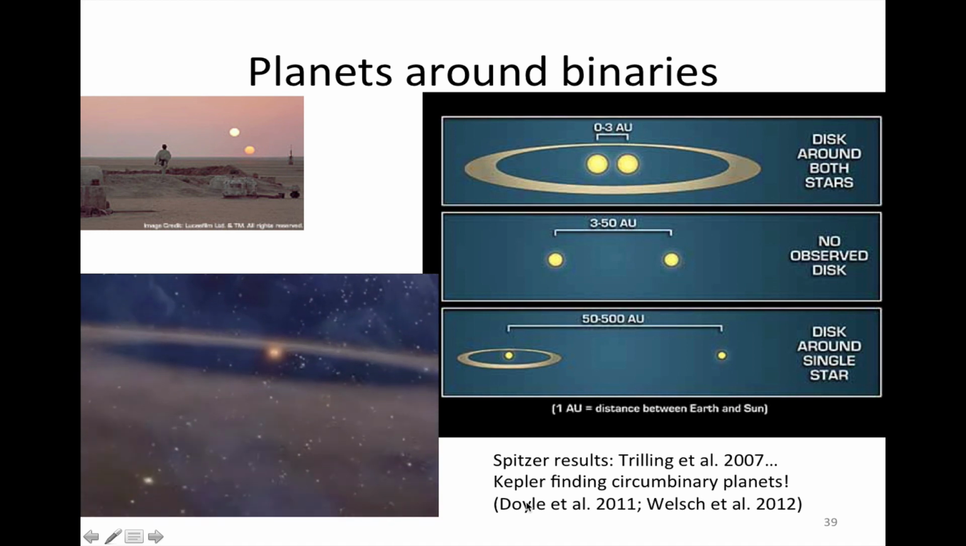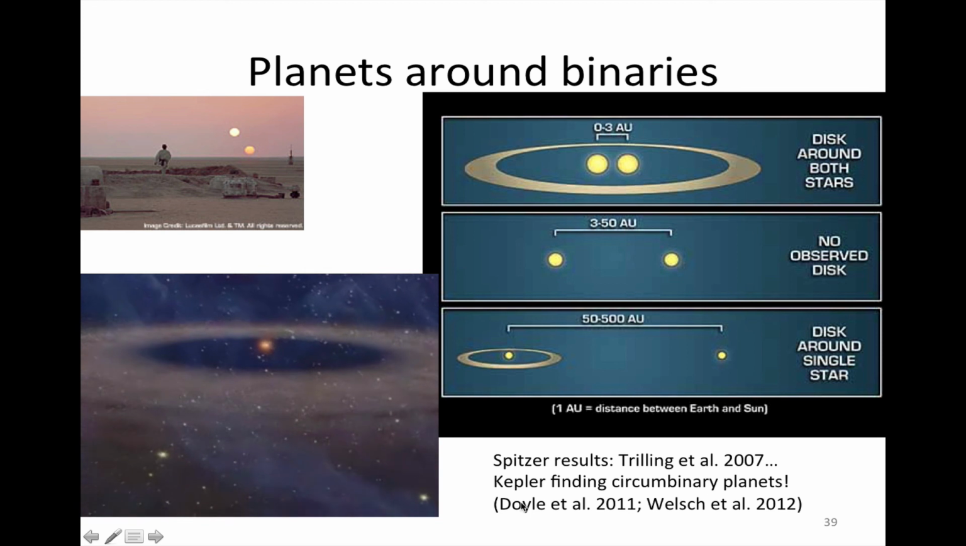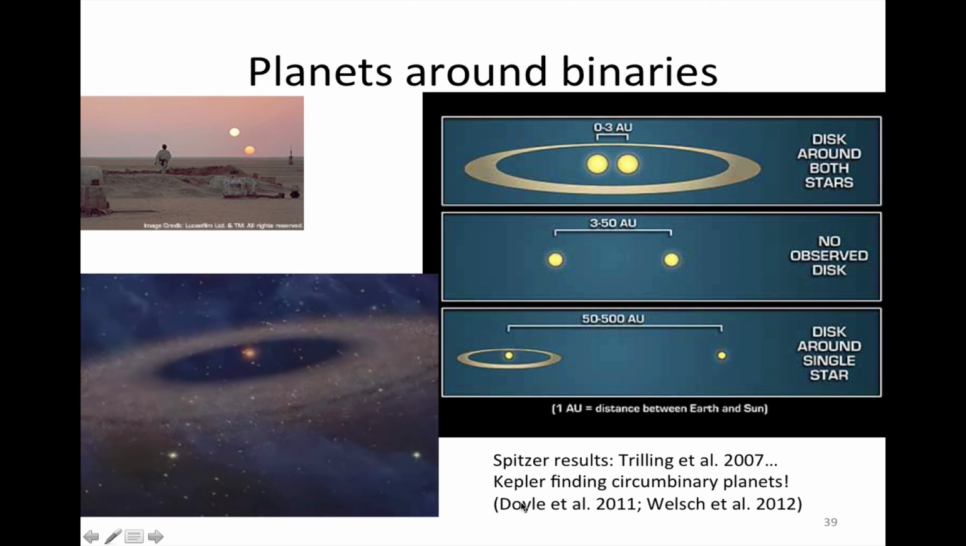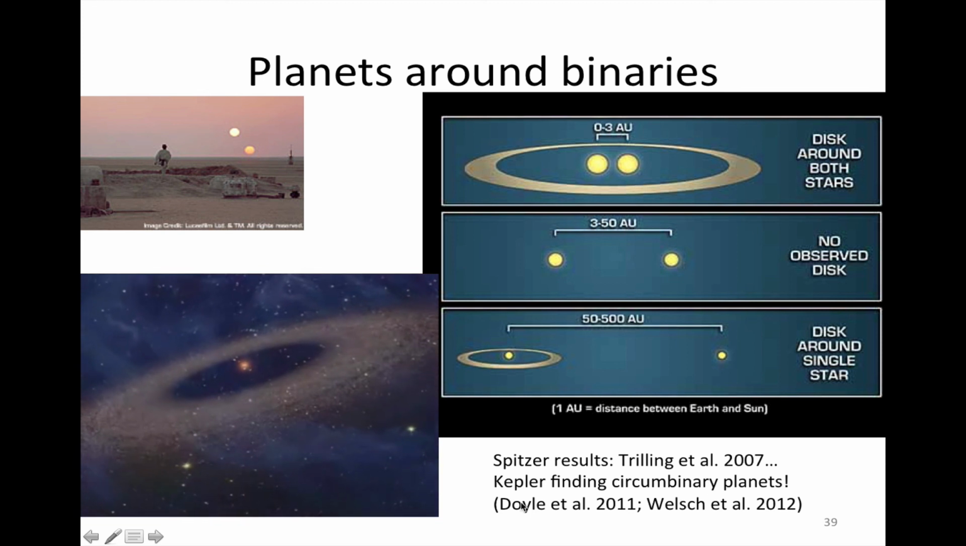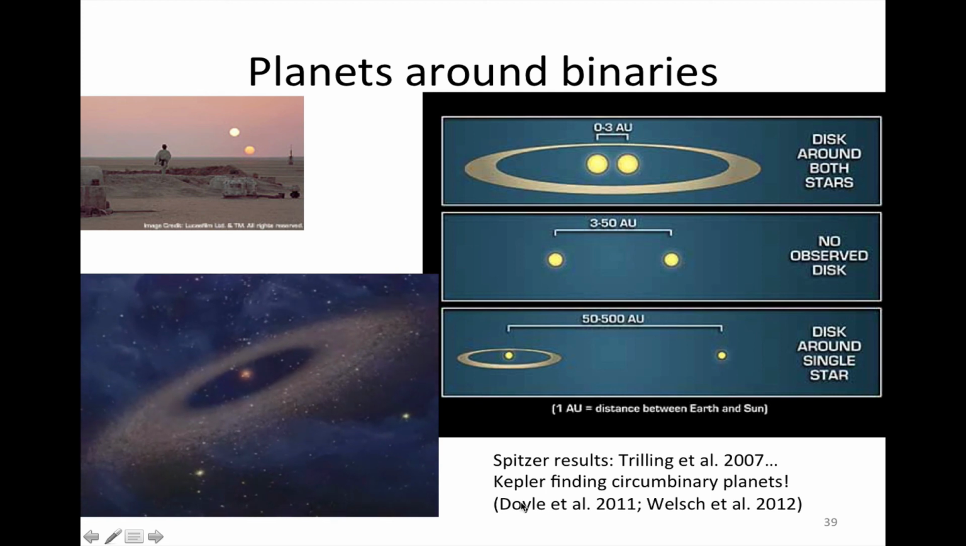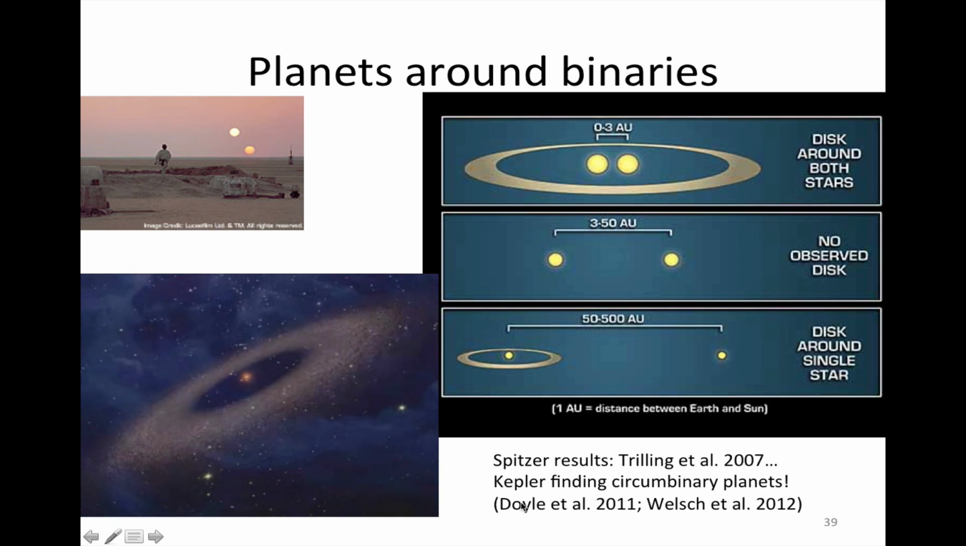So maybe there really is a Tatooine out there. They haven't found a rocky circumbinary planet yet, but I'm sure it's only a matter of time before you end up with a circumbinary rocky planet.